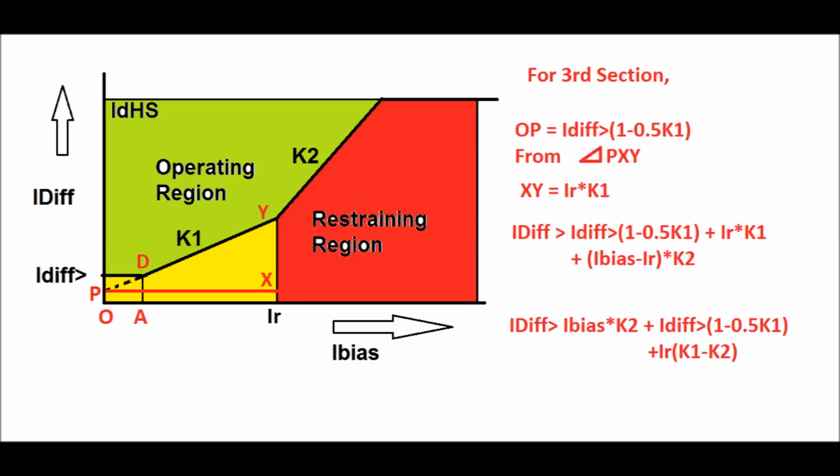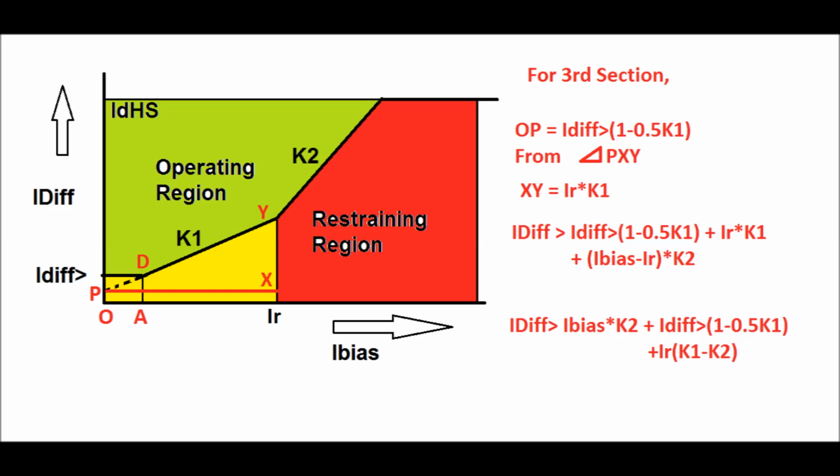Now for the third section, the restraining region is shown in red color. In the third section, the boundary for the bias current is IR, and beyond this bias current, the higher slope is given in order to prevent the relay from sending a trip signal due to CT saturation. We know the value of OP: OP is equal to I differential greater than into 1 minus 0.5 K1, and from the triangle PXY, we get the value of XY as equal to IR into K1.